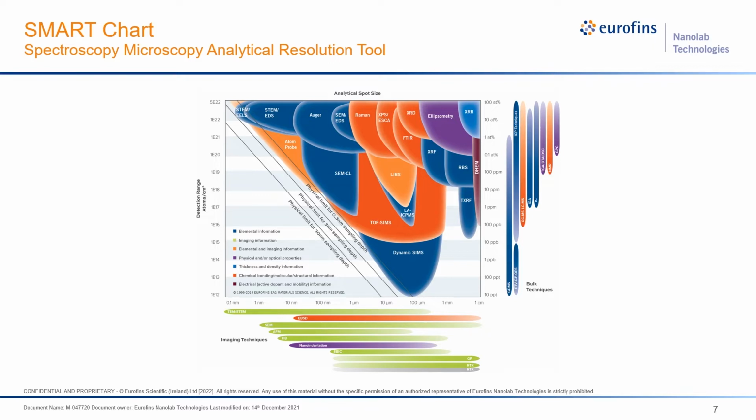If I have a material to analyze, but I'm not sure which technique I should use, I can also use this chart. For example, my smallest feature is, say, around 10 micron. So 1 micron spatial resolution should be well enough.